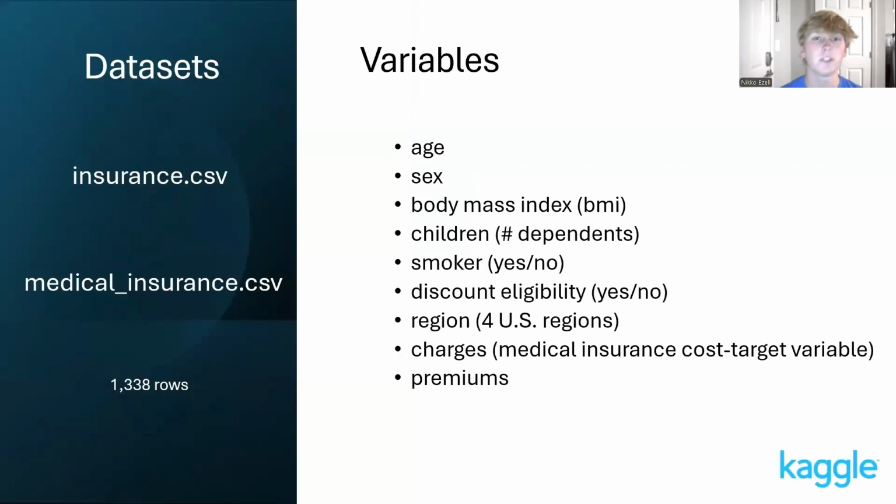So I used two data sets, two CSV files, both from Kaggle. They are 1,338 rows combined, and the variables in those data sets are age, sex, body mass index or BMI, the number of children, if they are a smoker, if they are discount eligible, which region they're from, and it is split into 4 separate regions from the US, and then charges and premiums.